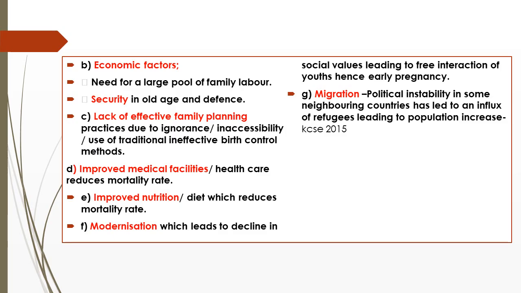Number two, you also want security in old age. You have so many children, so that they will be able to take care of you when you are old. It is a form of security, it's a form of insurance. So that one contributes to a high population growth rate.